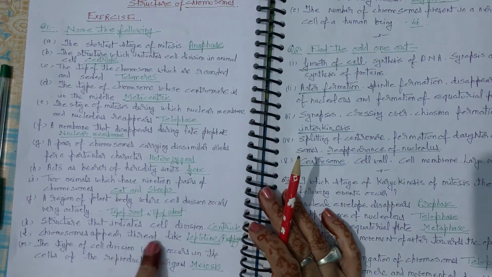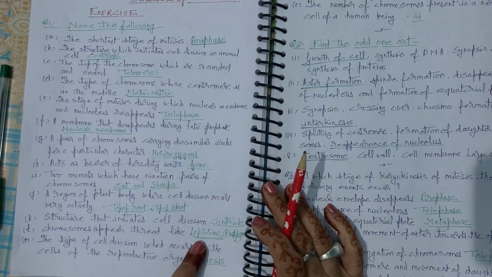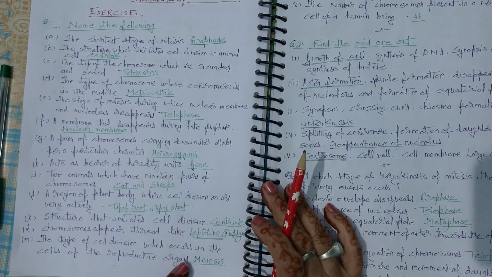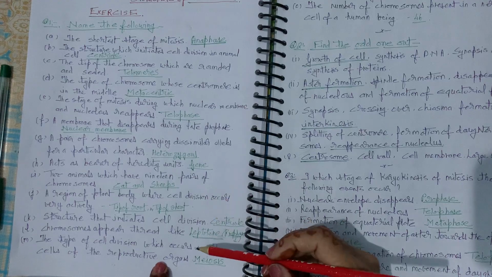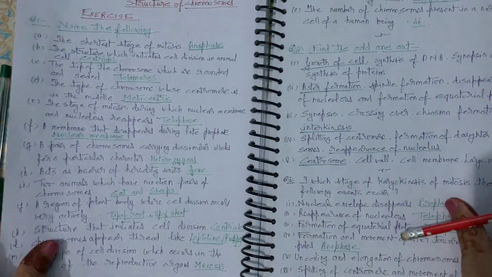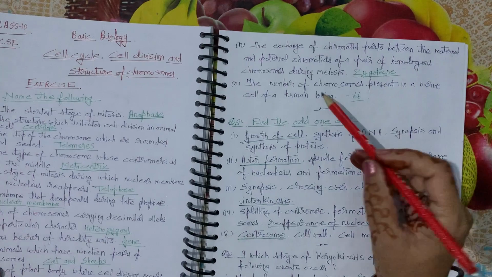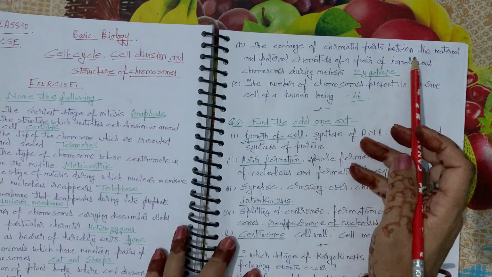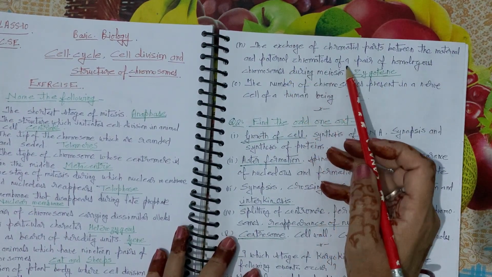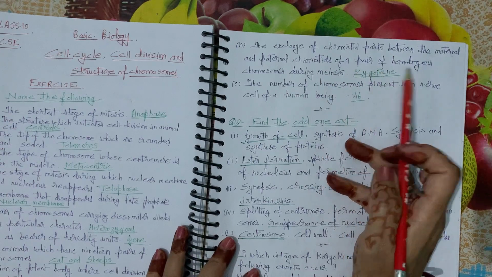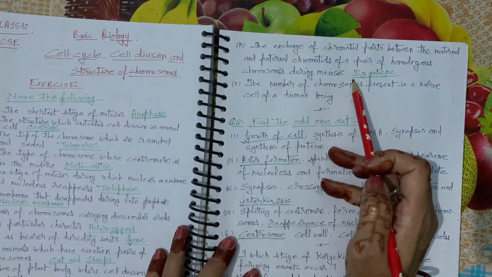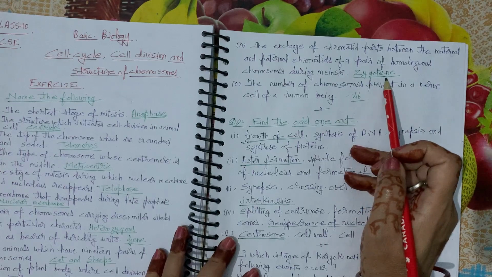Chromosomes appear thread-like in the leptotene stage of prophase 1. They are thread-like in the beginning of the prophase. The type of cell division which occurs in the cells of the reproductive organ is meiosis, right? Now here, the exchange of chromatid parts between the maternal and paternal chromatids of a pair of homologous chromosomes during meiosis, it is zygotene, right?